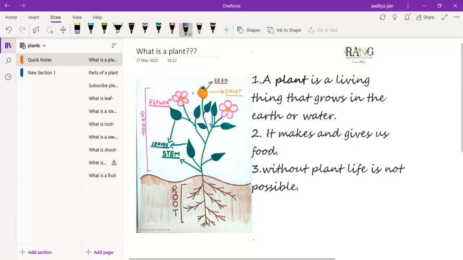Then fruit. What is a fruit? Fruit is formed when flowers form fruits. Flowers are the reproductive parts of the plants. Fruits are edible. They are most likely edible.